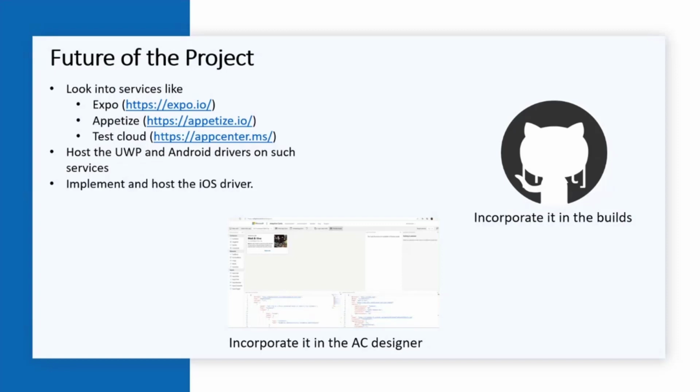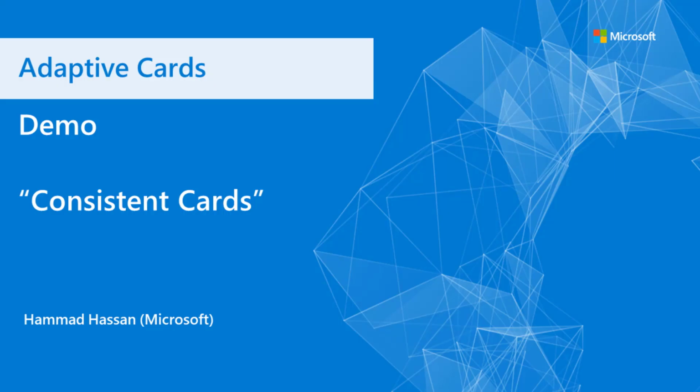And we are also thinking of incorporating it in our builds so that every time someone pushes code, it renders some of our sample cards and shows you whether the code that you pushed is breaking any changes or causing any weird behavior. So there are multiple venues where we can make use of this project. Cool. Yeah, that's most of it. So if you have any questions, do let me know.